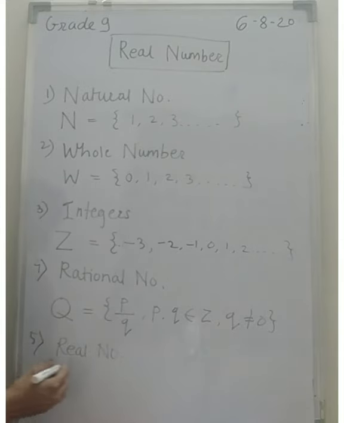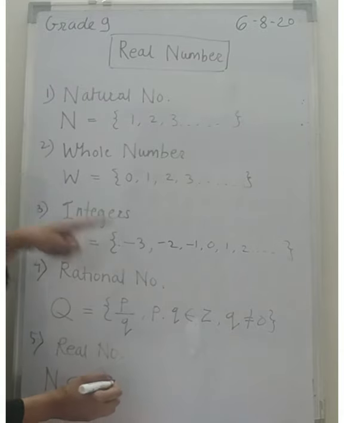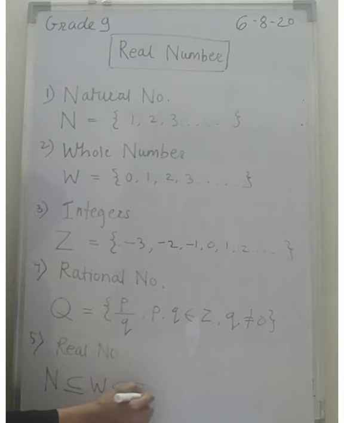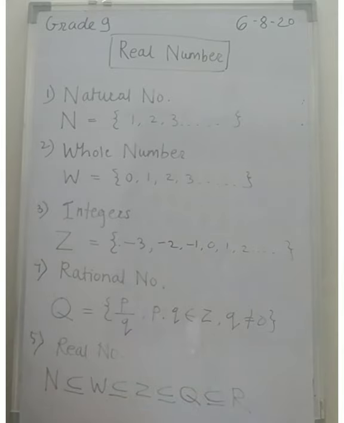Okay, and if I ask you to write the set of all the real numbers, we can write: N is a subset of whole numbers, right? And whole numbers are also a subset of integers, and integers can also be a subset of rational numbers, and rational numbers will be a subset of real numbers. Real numbers are always represented as capital R.